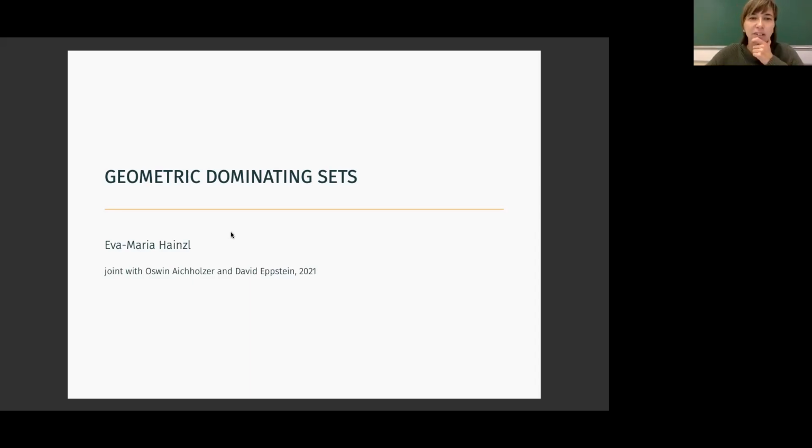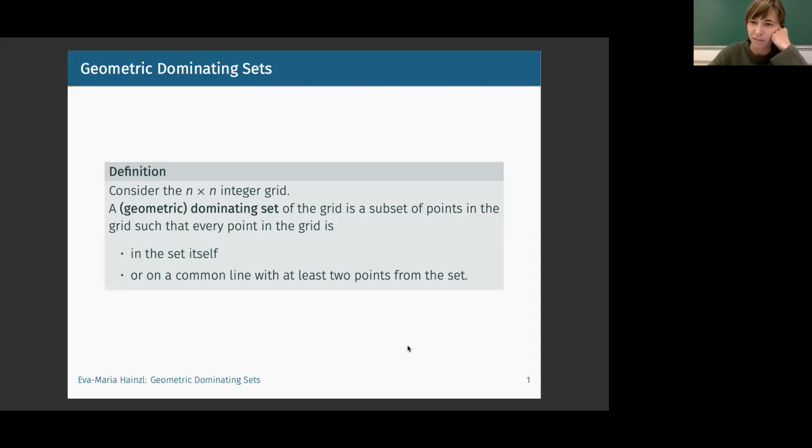Okay, so what are geometric dominating sets? We take an n times n integer grid, and we take a subset of this integer grid and call it a geometric dominating set if every point in the grid is in the set, or it lies on a common line with at least 2 points from the set. So I'll show you a picture.